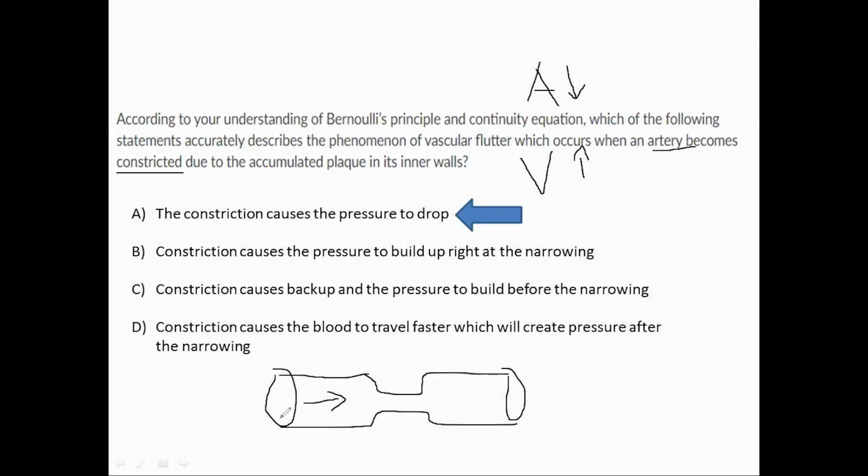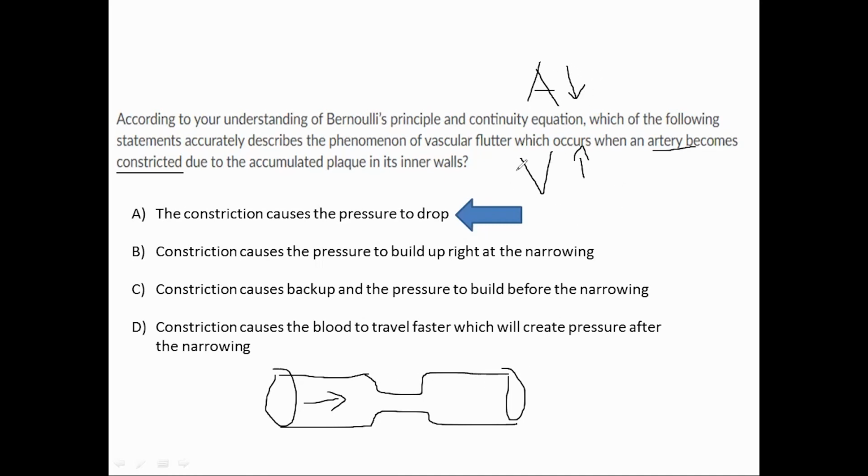As the cross-sectional area here before the blockage is high, the velocity is low. Then during this area, the cross-sectional area is lower, and so the speed is much higher. And then at this point it widens again, the cross-sectional area goes back to its original, and the speed goes back to its original speed. This is also called the Venturi effect, but you don't really have to know that. If you know the principle, it doesn't matter. So we know that cross-sectional area in this area goes down, velocity goes up.